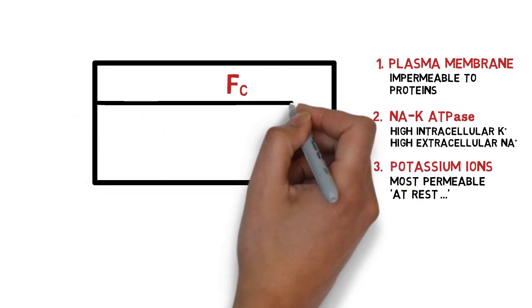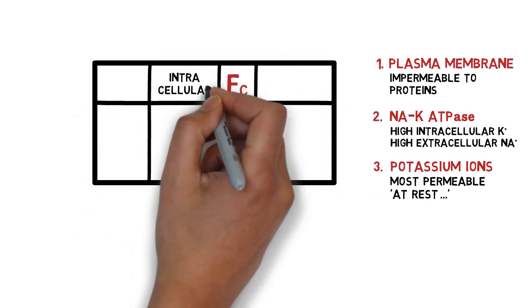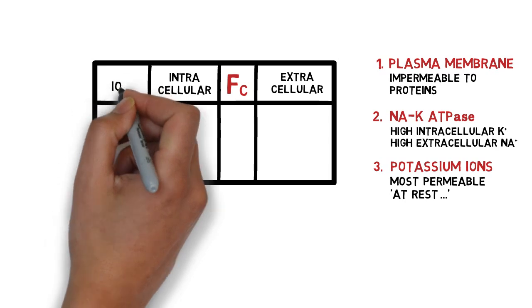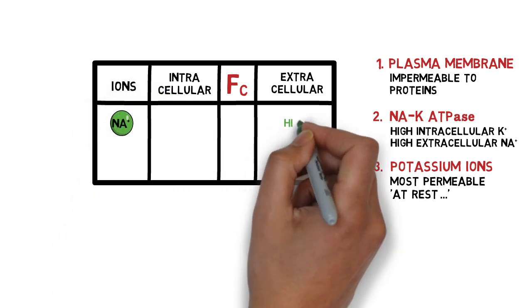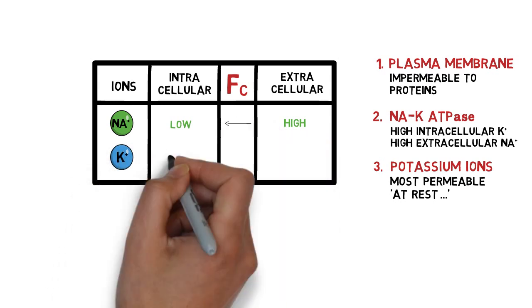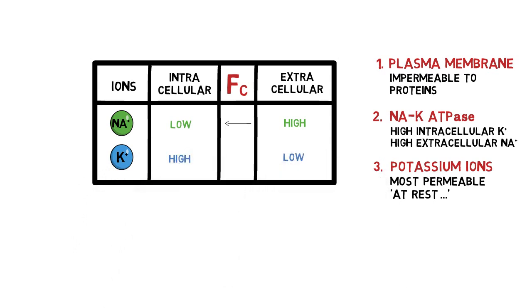Remember that proteins are impermeable and they are located intracellular, so there is no gradient to compare here regarding them. But there are differences in our ions. Sodium is high in extracellular and low intracellular, so the direction of force is towards into the cell. But since potassium is high intracellular and low extracellular, the direction of force is the opposite, that is, out of the cell.